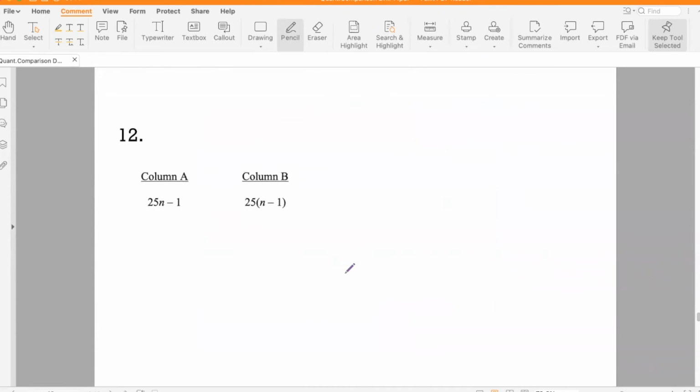Okay, 25n minus 1 and 25 into (n minus 1). So this is just 25n minus 1, and this is 25n minus 25. So from 25n, I'm only subtracting 1 in column A, but here I'm subtracting a bigger quantity, right? So the quantity in column A is greater.